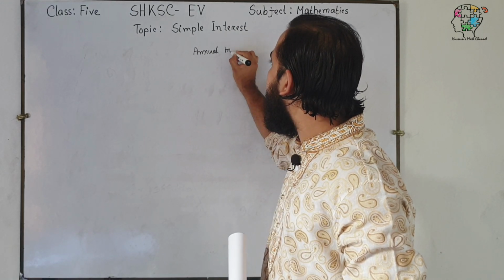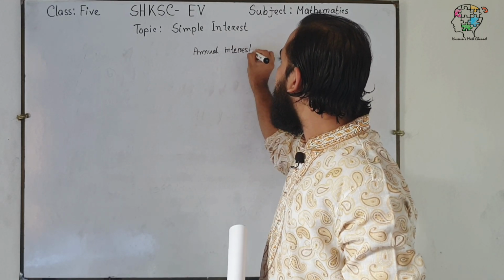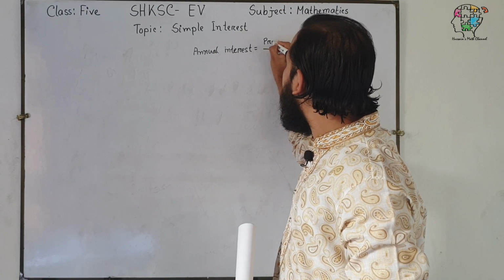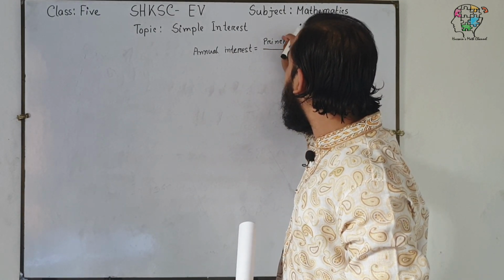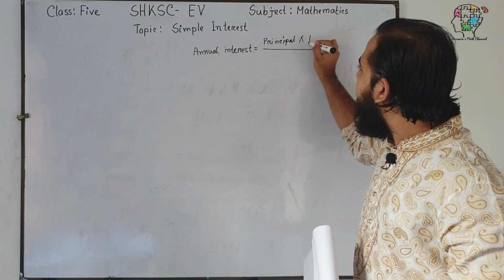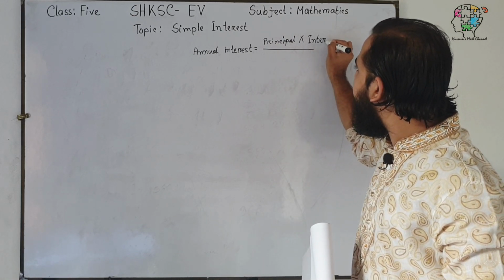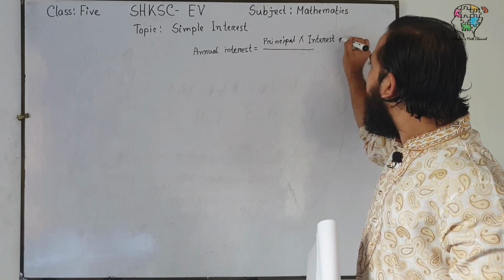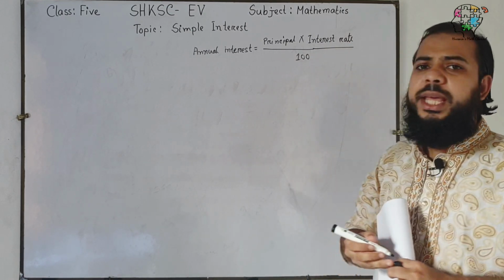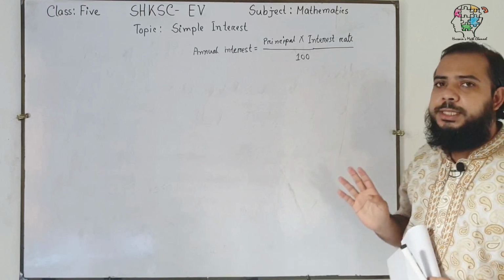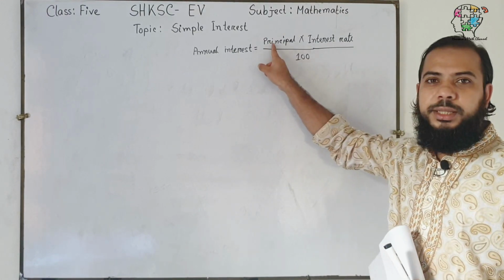Annual interest is equal to principal times interest rate divided by 100. Now if the question asks what the principal is, then what can we do?